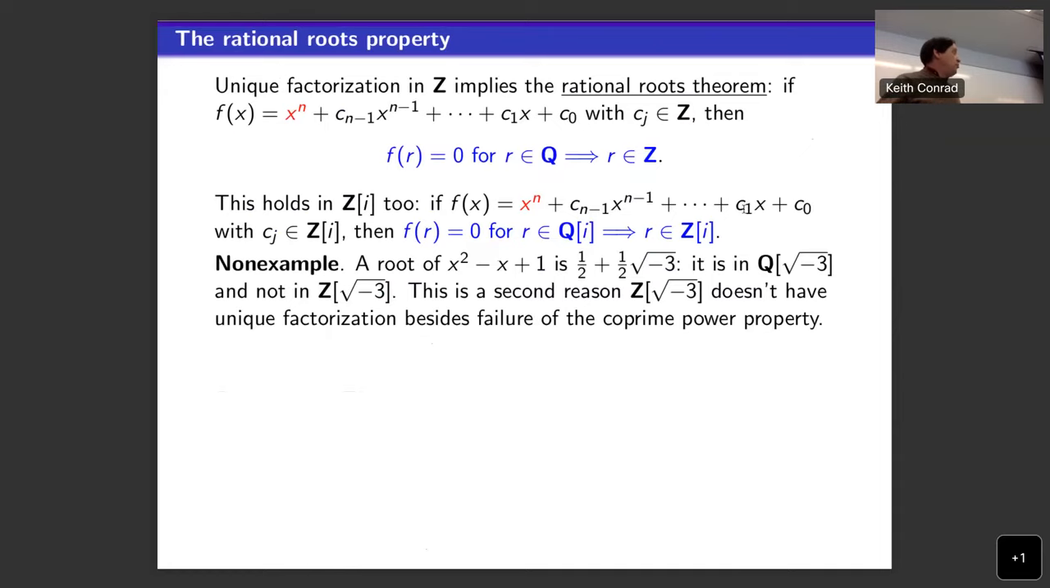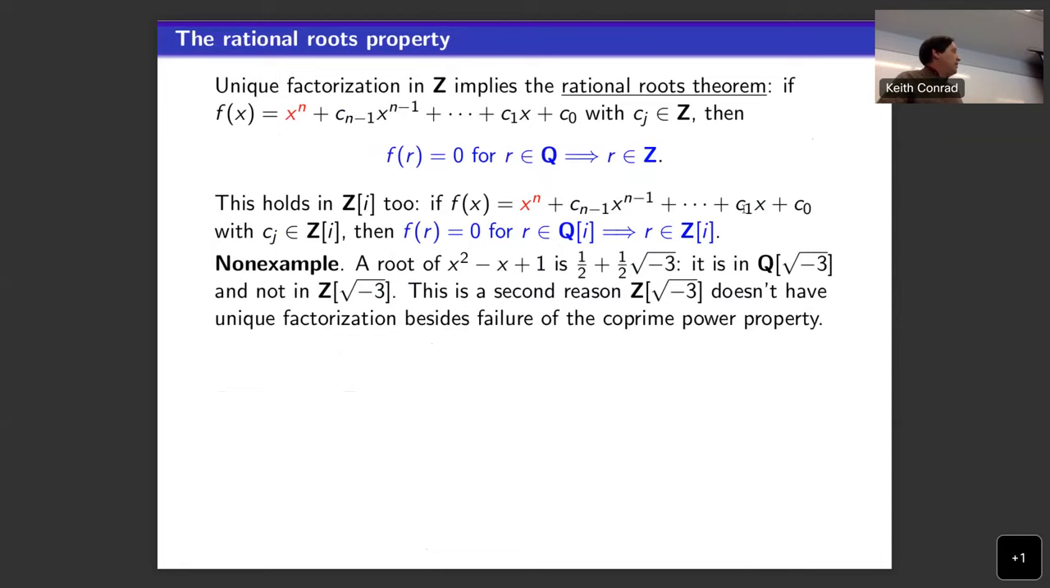And since there's unique factorization in Z bracket i, the rational roots theorem has an analog: a monic polynomial with Z bracket i coefficients that has a root in Q bracket i must have that root in Z bracket i. The same proof goes through. However, Z bracket root minus 3 does not have this property.